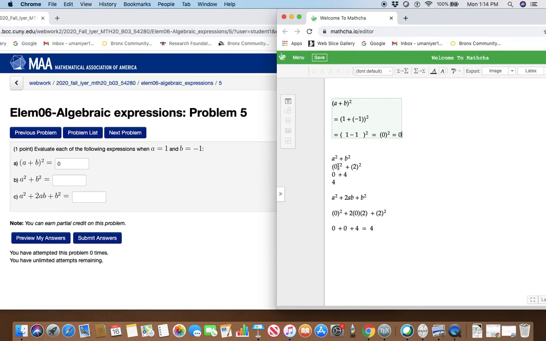On the other hand, a squared plus b squared. A is 1, right? 1 squared plus b is negative 1 squared. So don't forget parentheses. All right. So that gets you 1 squared is 1 plus negative 1 squared. That negative also gets squared, 1 also gets squared, so that's an overall 1. That's a 2.